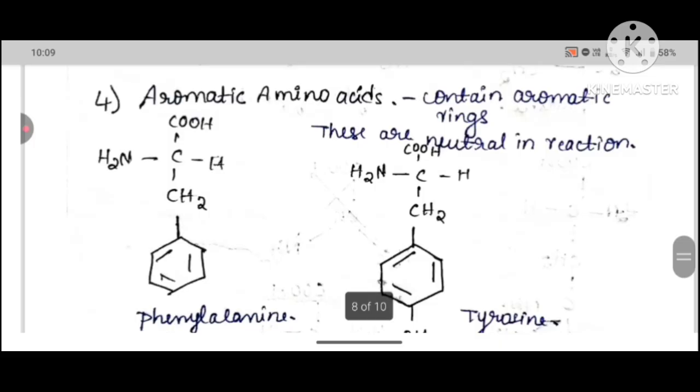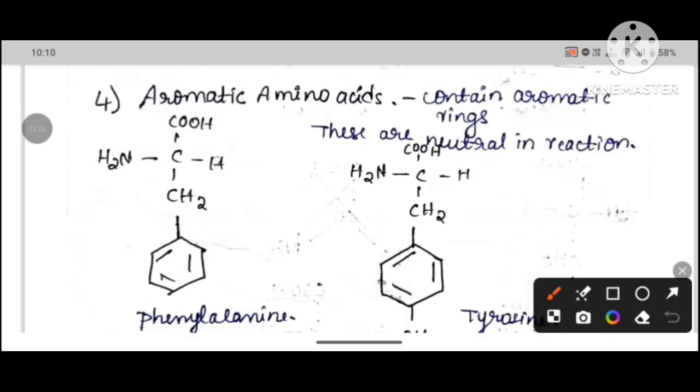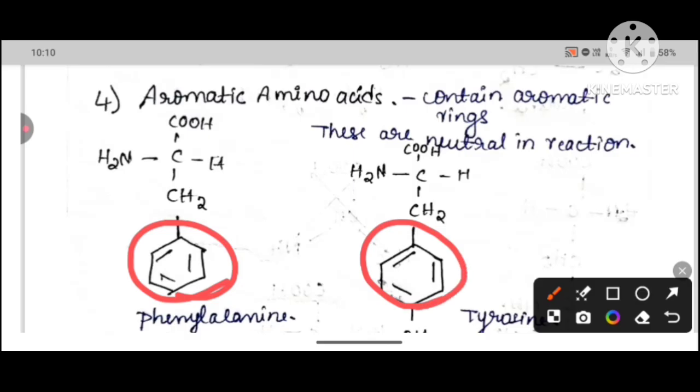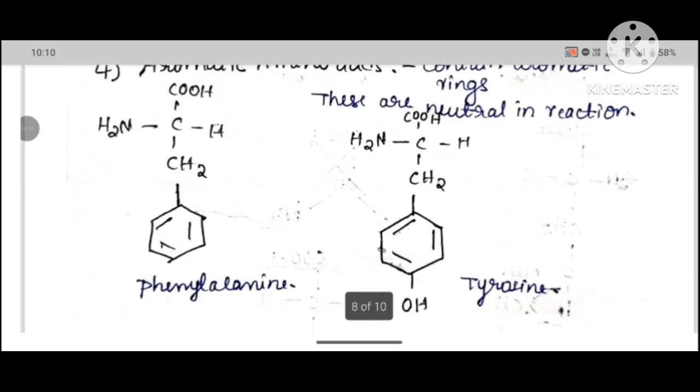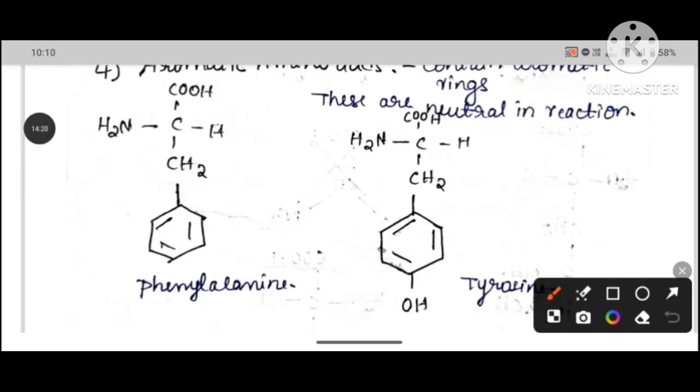And the fourth category is aromatic amino acids. Here come the aromatic rings. These amino acid structures consist of aromatic rings and these are neutral in reactions. The examples will be phenylalanine, where you can notice the ring structure, and tyrosine, where an aromatic ring is present. The structures of phenylalanine and tyrosine are somewhat similar, where you can observe the hydroxyl group attached to the aromatic ring in the case of tyrosine. In the case of phenylalanine, it is a plain aromatic ring.